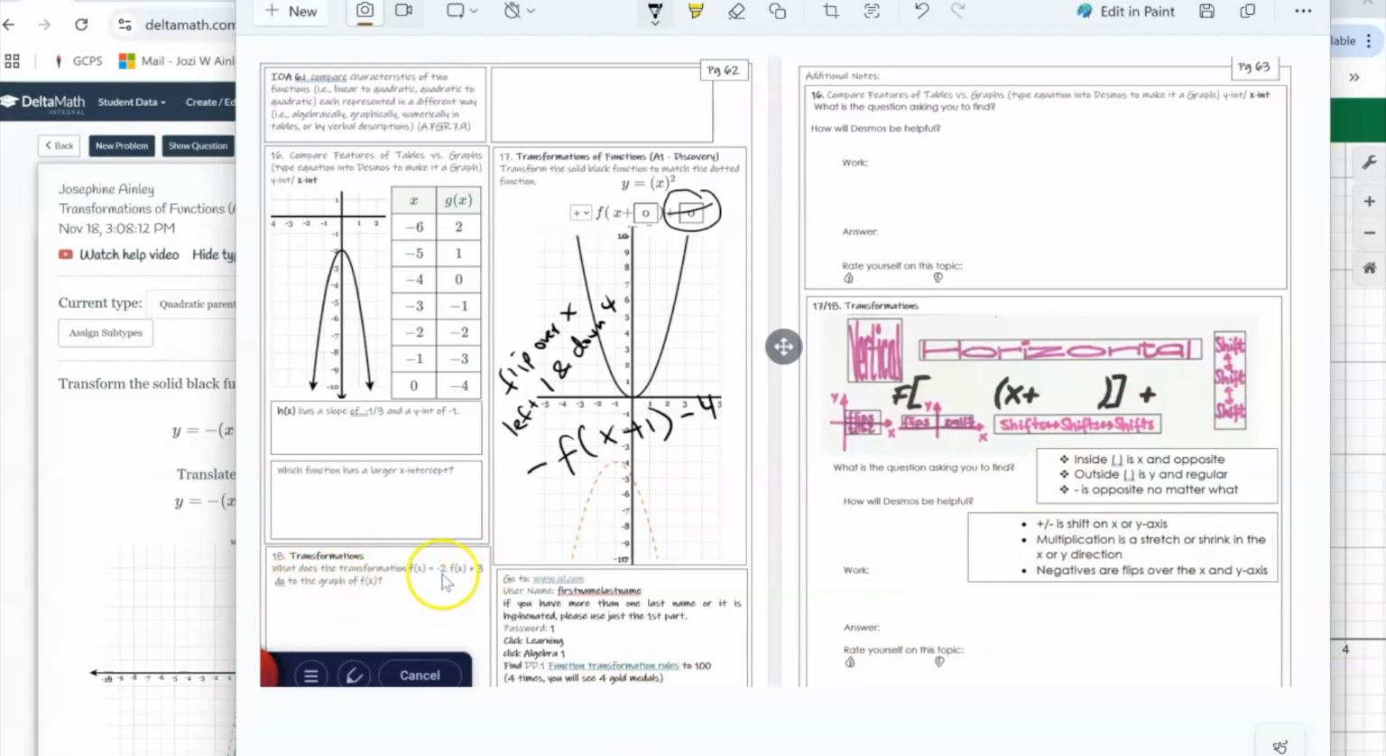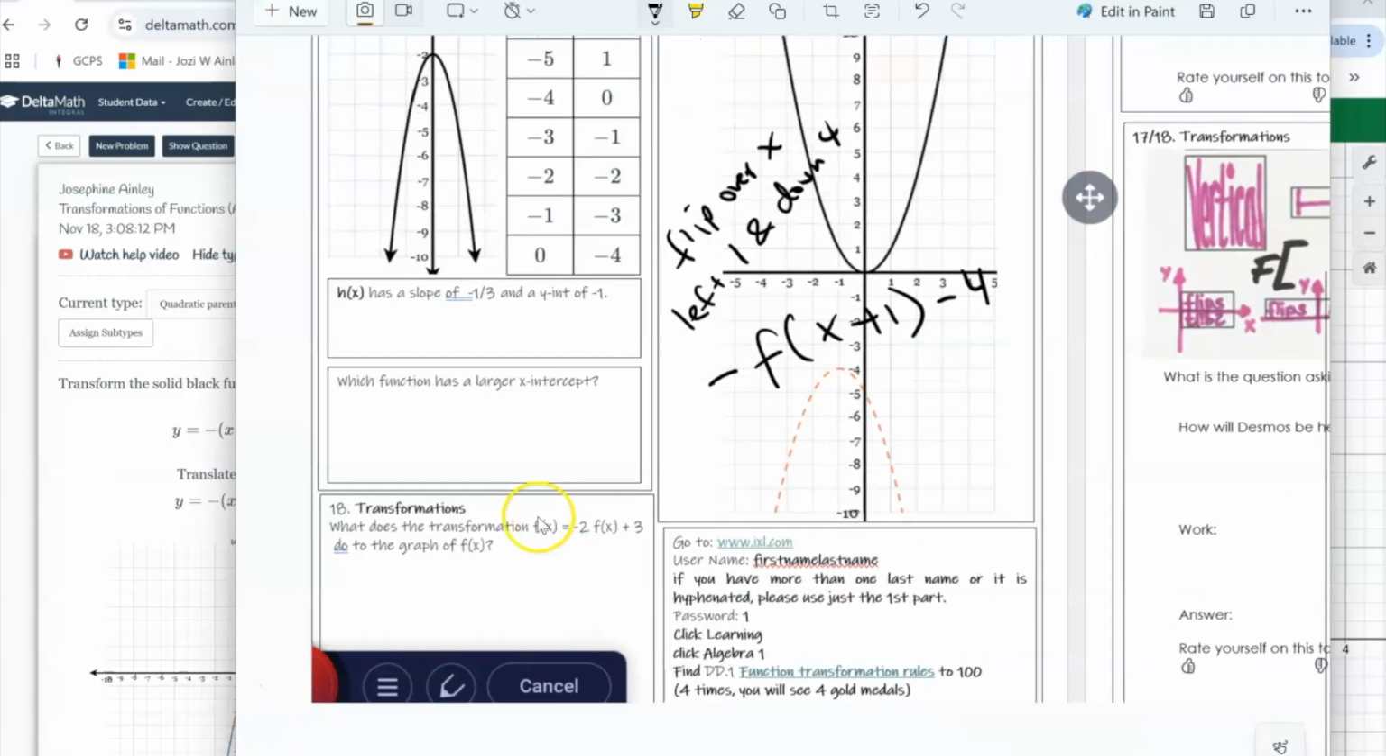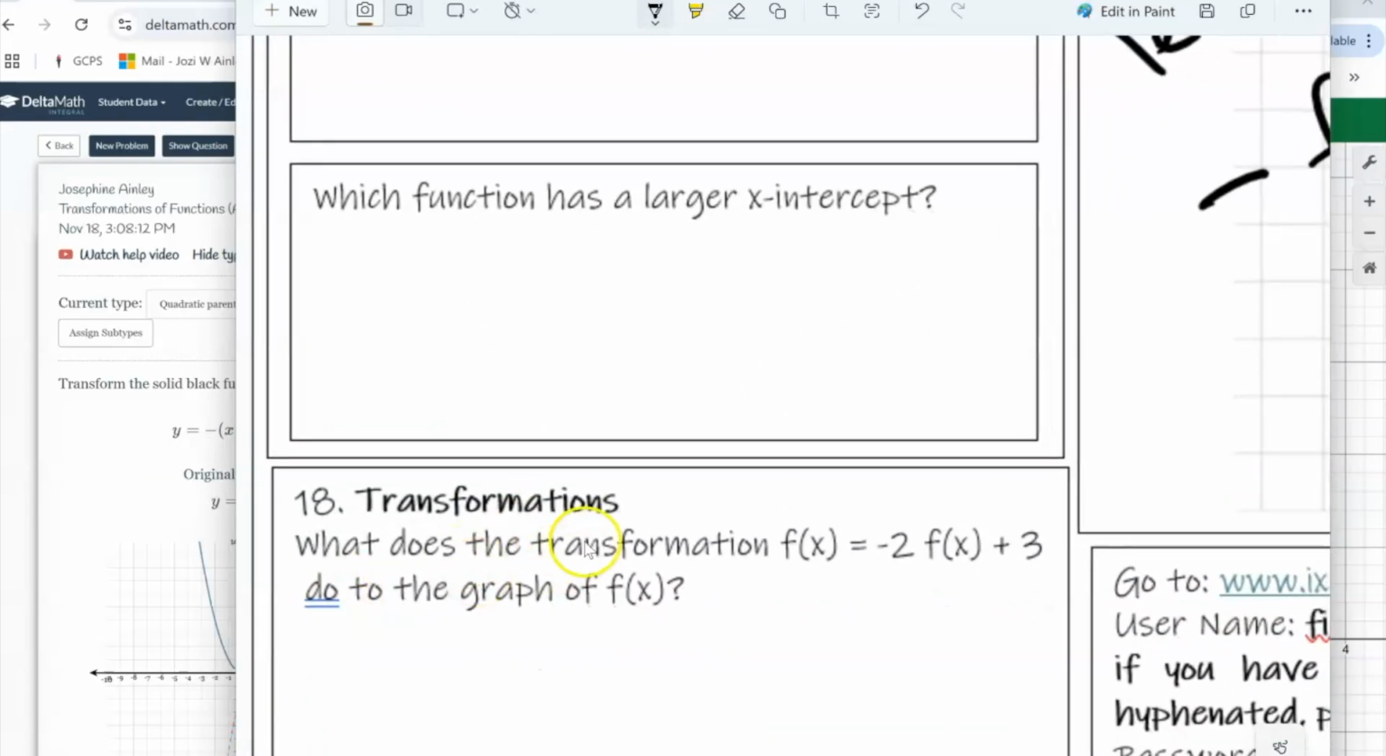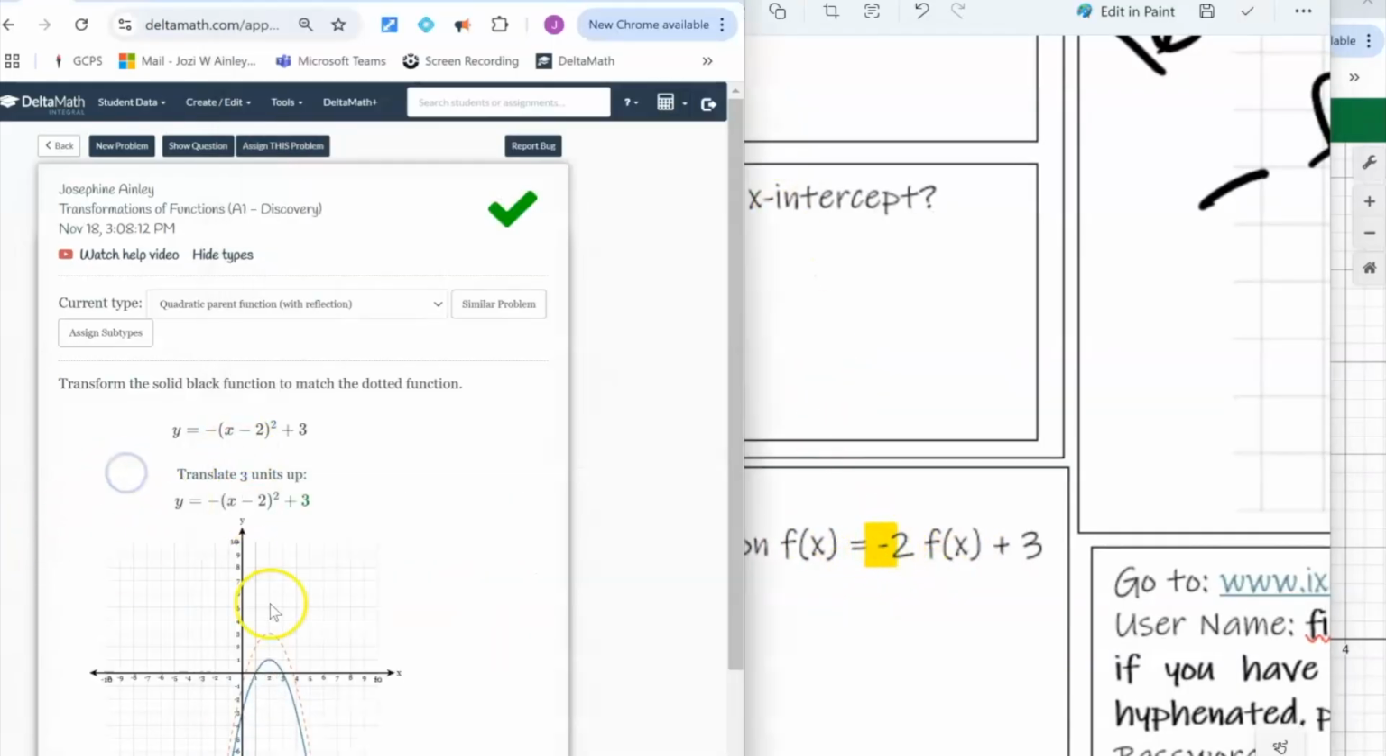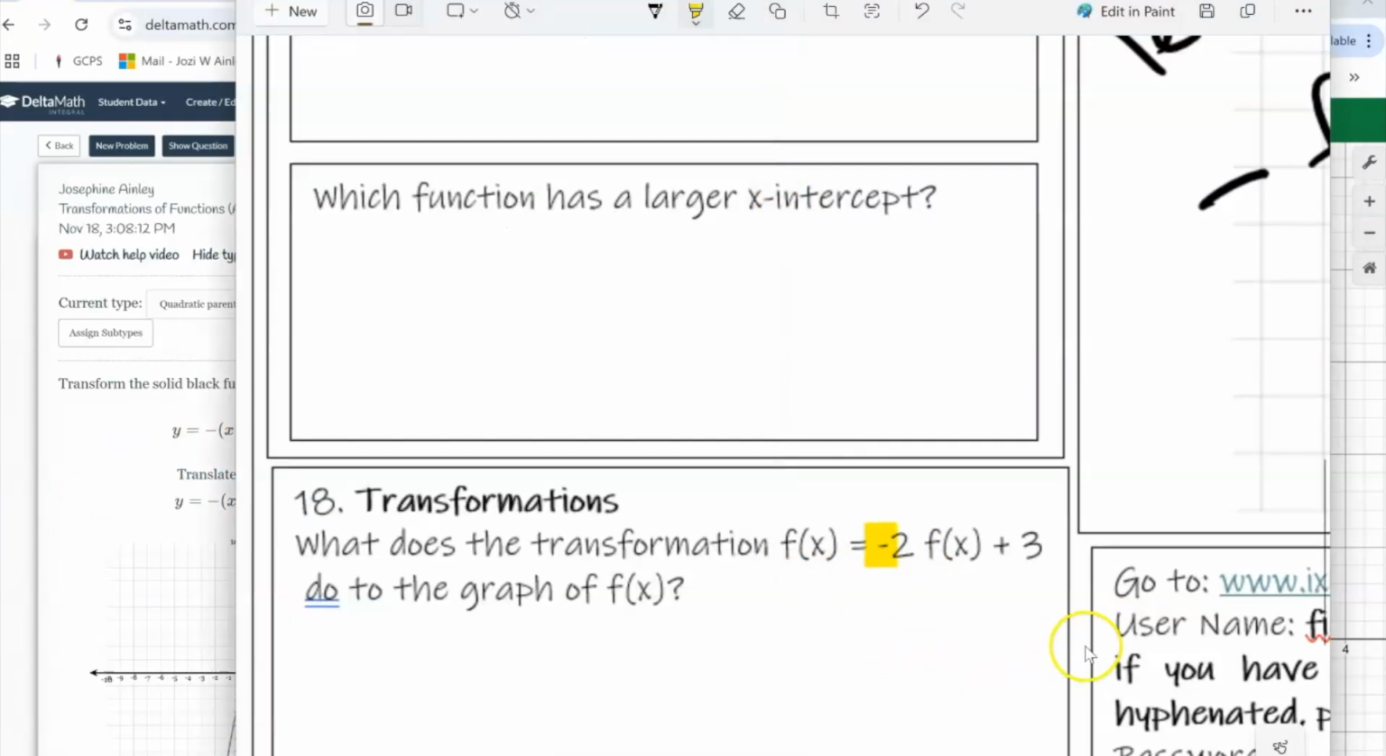What does this transformation do? So if I was answering question 18, what does the transformation do? So let's look at each individual thing. This is a negative sign. It is outside. What does a negative outside do? It flips the graph over the x. So we're going to say, so this negative flip over x axis.